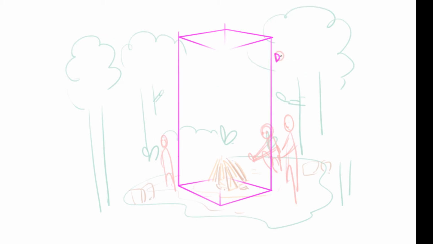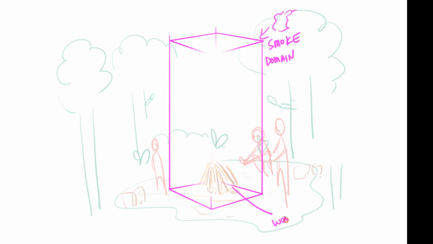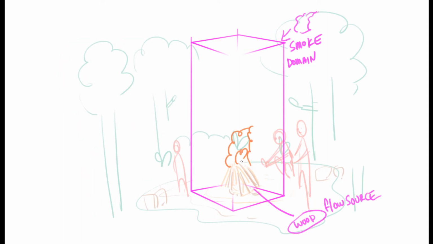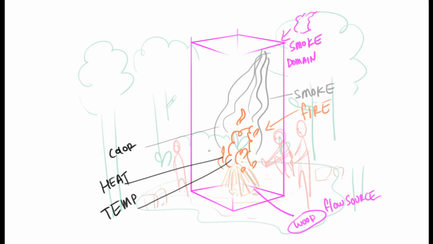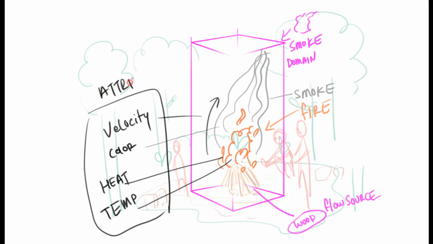Now every smoke simulation needs a domain and a flow source. In this case our flow source will be these logs, the wood basically, and when the simulation is done, the box will contain smoke and fire plus a few attributes like heat, velocity, temperature, density, based on which you can define the look of the simulation during the shading. I'm explaining this in a sketch because it could take a long time to simulate this back and forth and do it in 3D, and it's much easier and much faster this way.